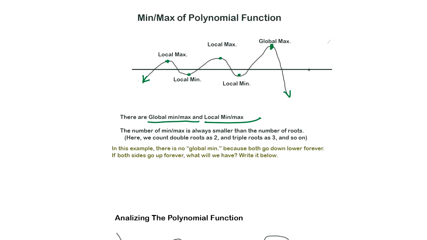Because for the number of roots, when you have one, it could be touch and go or cross over, right? With a double root, you have 2 roots with the same value. So what we can say is the number of minimax is always smaller than the number of roots. Is that right?